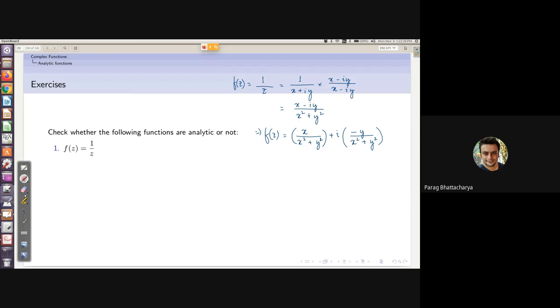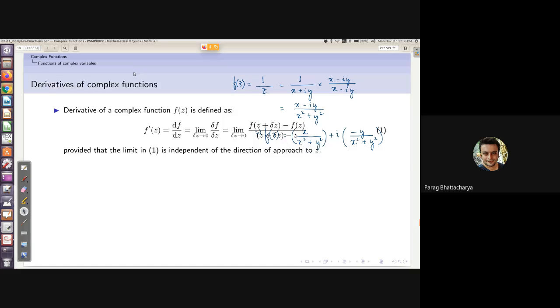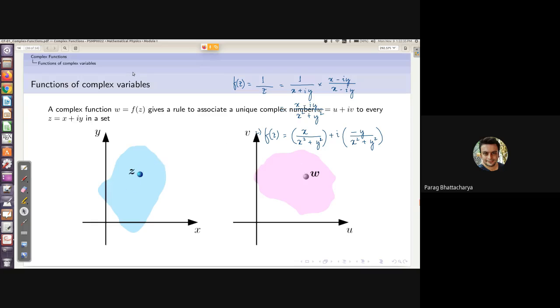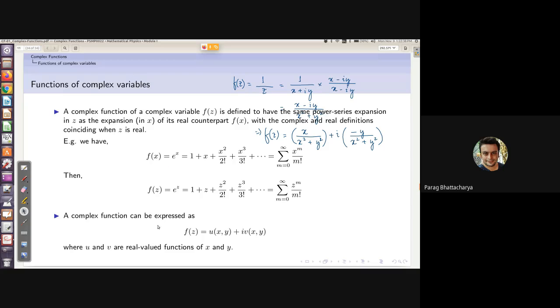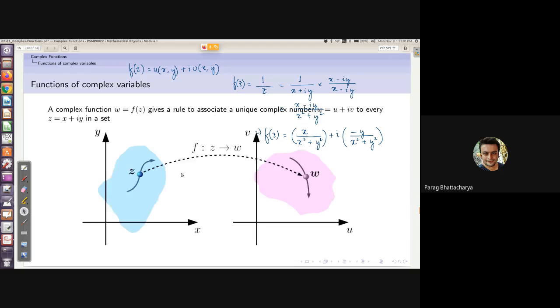Now, if you recall, we were talking about complex functions, and I showed you how to write a complex function. We can write it as u plus iv. A complex function f of z can be written as u, which is a function of x and y, plus i into v, which is again a function of x and y. Okay, so this is how we can write complex functions. Back to the problem.